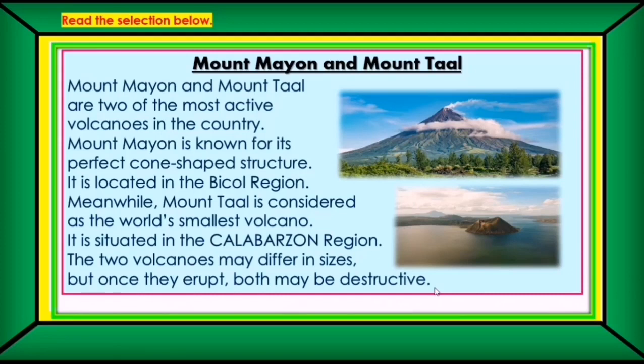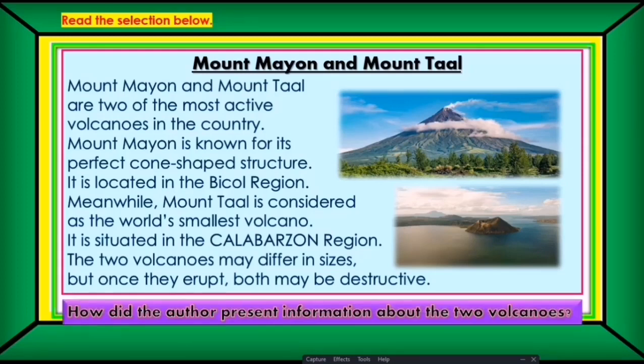Have you read it correctly and properly? Very good. So, as you can see there, children, Mount Mayon and Mount Taal differ in sizes, but those volcanoes are destructive volcanoes. They erupt. Since you have already read the selection, let us answer the question. The first question is, how did the author present information about the two volcanoes? Mount Mayon and Mount Taal are compared and contrasted in the given selection.